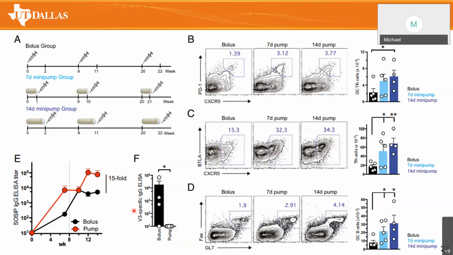And they looked at something called the V3 specific IgG antibodies. And this V3 specific region is a region of denaturation in the subunit vaccine of HIV that can sometimes occur when injected in the body. And what they showed was that the bolus injected mice have a higher amount of this V3 denatured protein, and the pump actually protected them from getting these antibodies, which is actually a good thing.